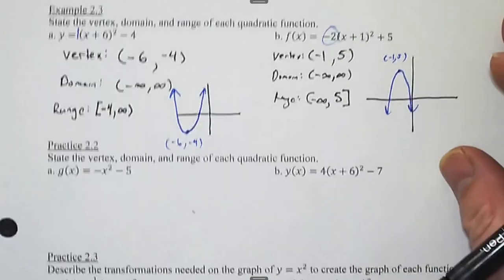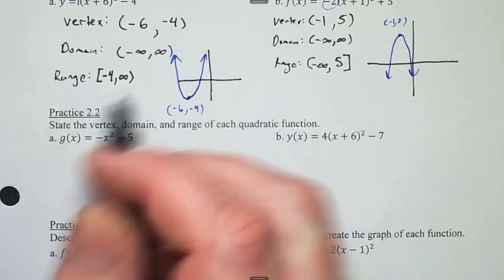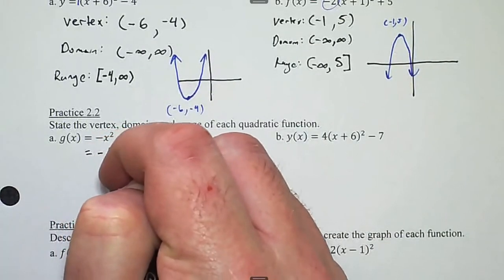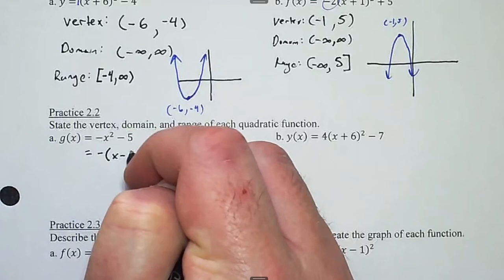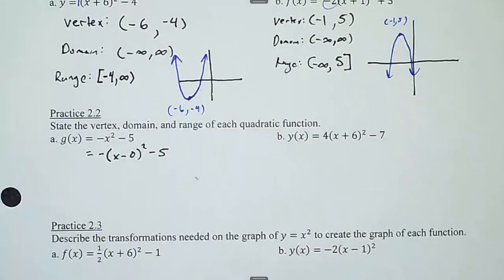So if you would please try practice 2.2, A and B. A little hint here, this might help if you realize that this G is written like that. That might help you see that there's no horizontal shift to the vertex, so we could still call that vertex form. All right, give that a try, then we'll go over 2.2, and then we'll do 2.3.